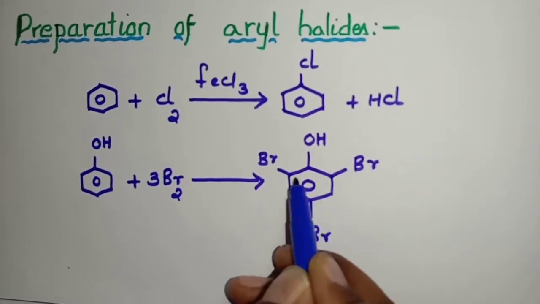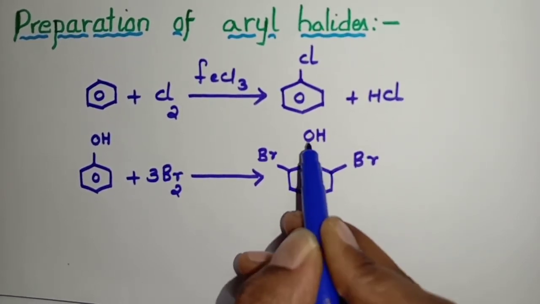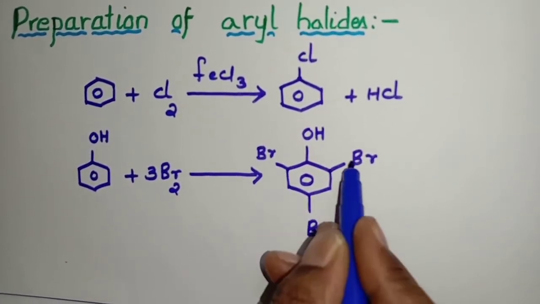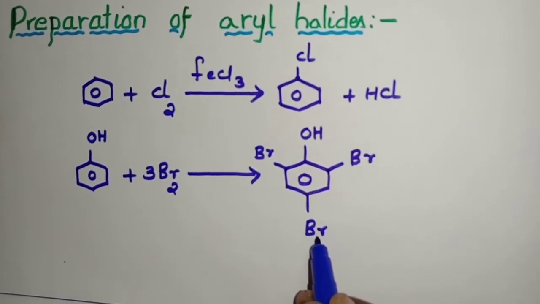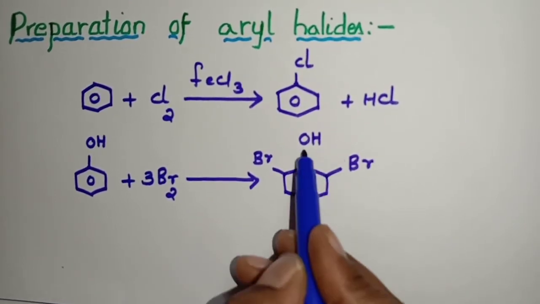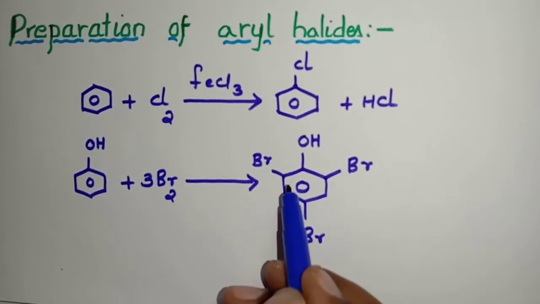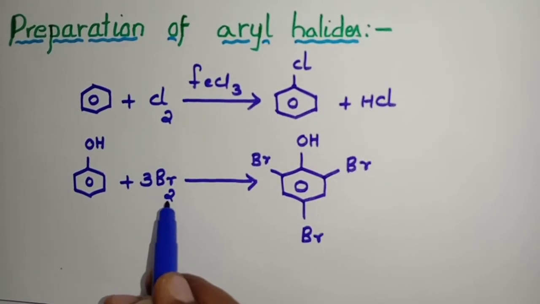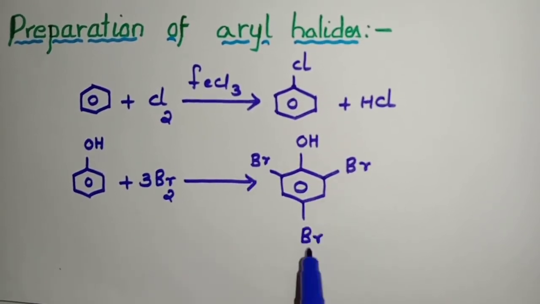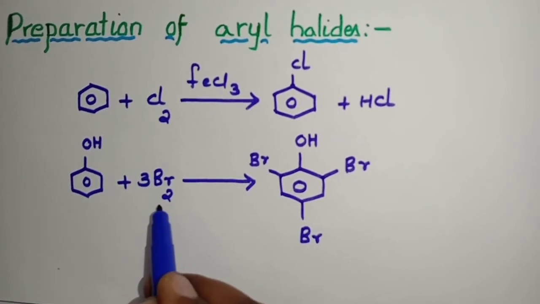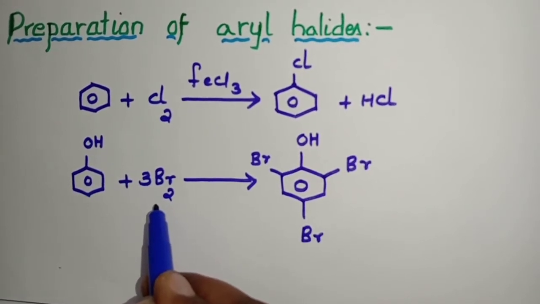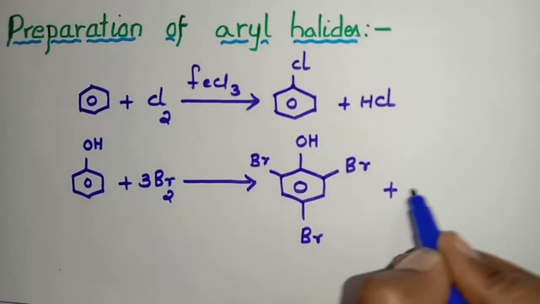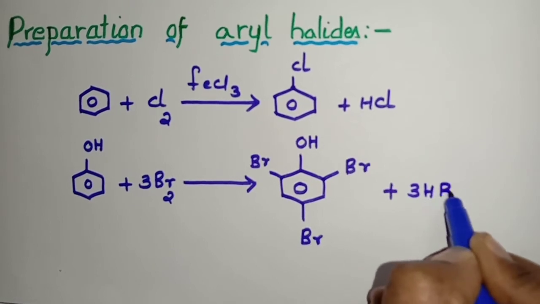Okay, these two are ortho position, students, adjacent to OH. So opposite to OH, this is para position. So both ortho positions and the para position are substituted by Br groups. Why? Because this OH is called as ortho para directing group. Now total how many Brs are there? 3 Br2 means total 6 Brs. Now 3 Brs are substituted here. Total how many are remaining? 3. So where will these 3 Br groups go? So they combine with 3 hydrogens and come out as 3 HBr.